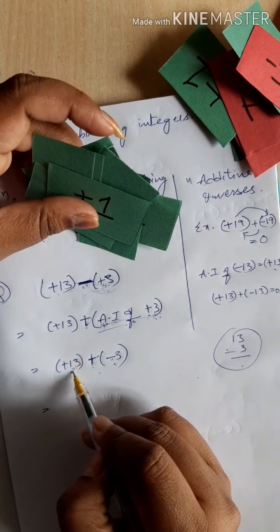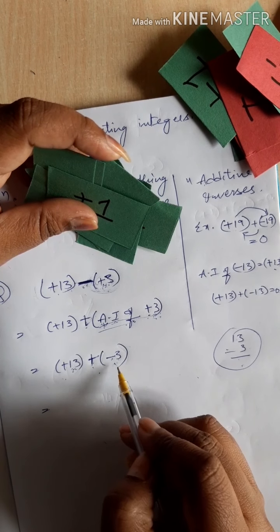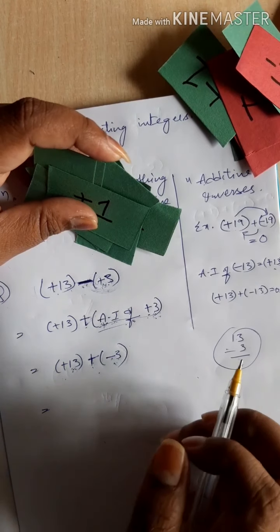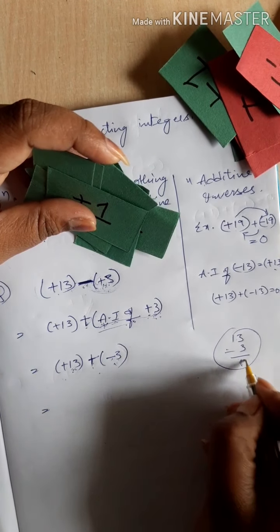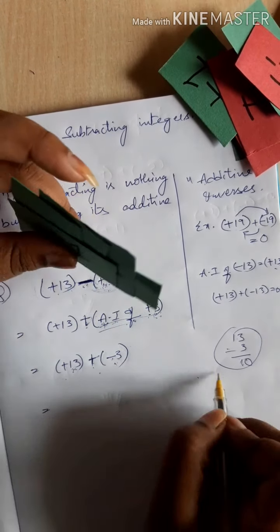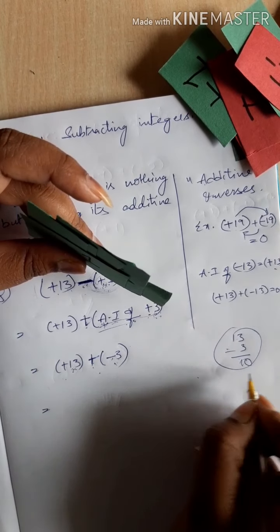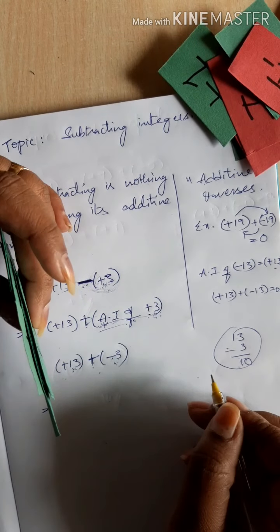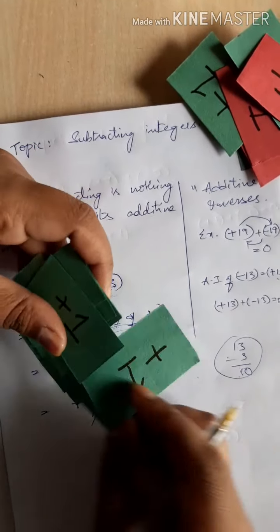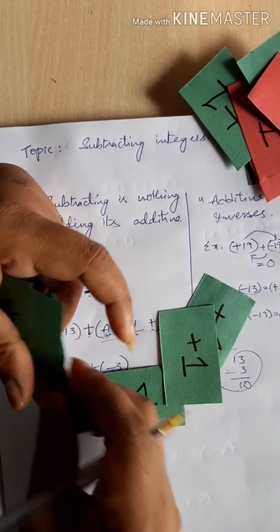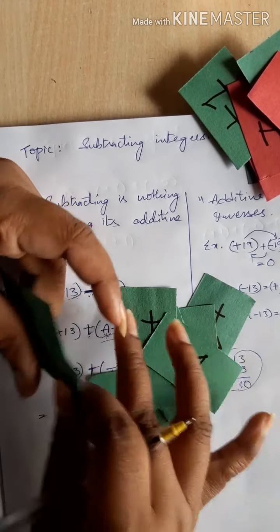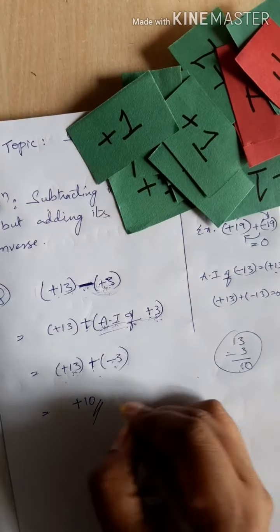Which cards are more here? 13. Whichever cards are less, from the greater number of cards you need to remove the smaller number of cards. So 13 minus 3 is 10. Whichever cards are more, 13 cards are there, the answer also you are going to get in the same cards. 13 minus 3 is 10. Because the green cards are more, the answer will be plus 10. Clear? See, 1, 2, 3, 4, 5, 6, 7, 8, 9, 10. Clear? Hope you have understood.